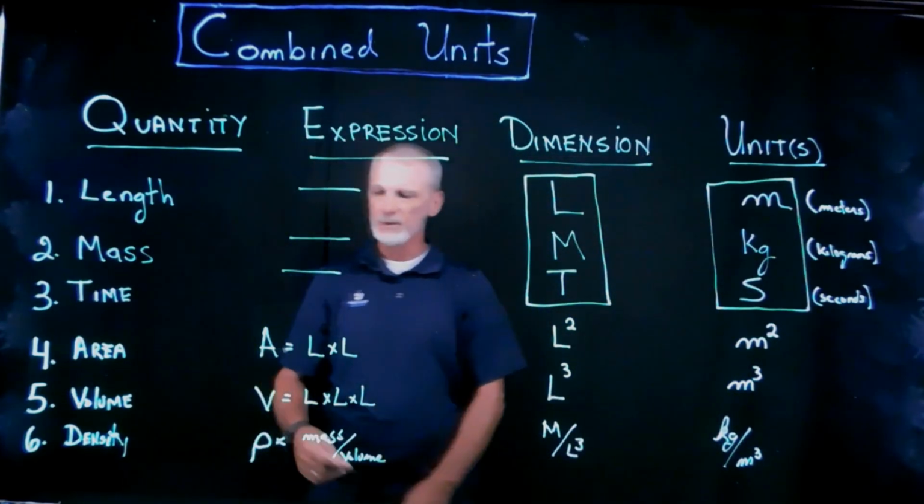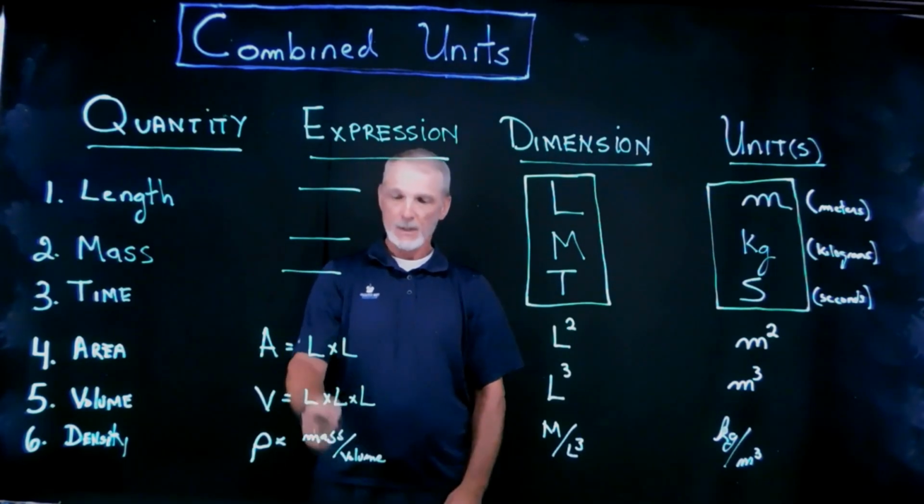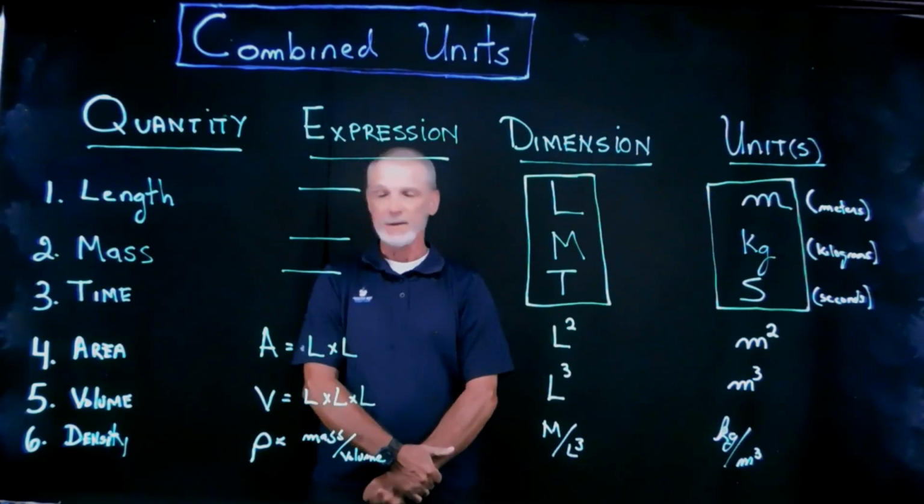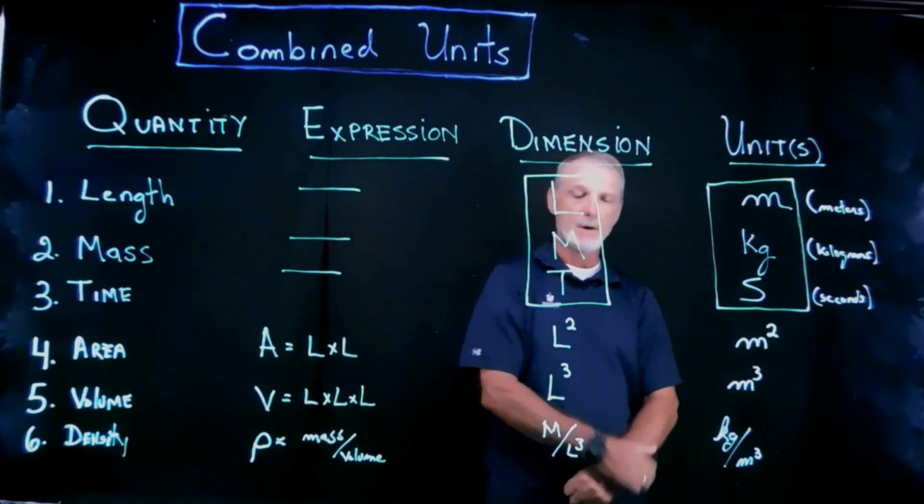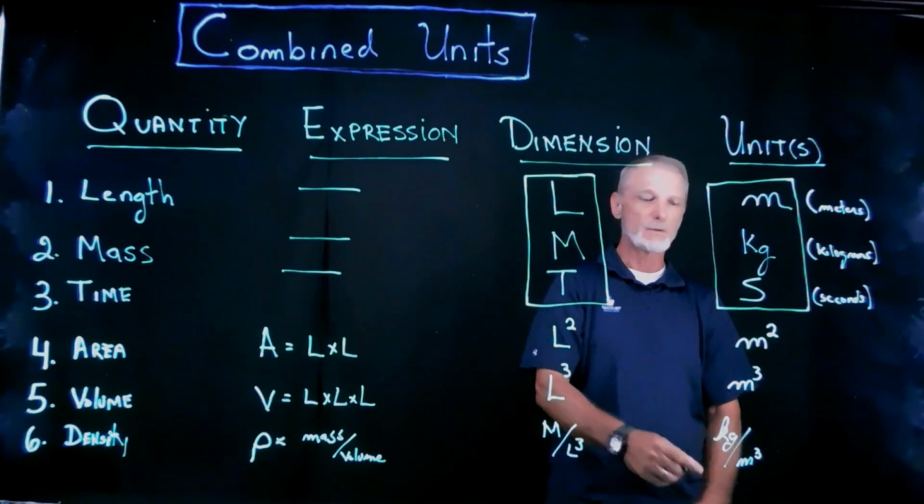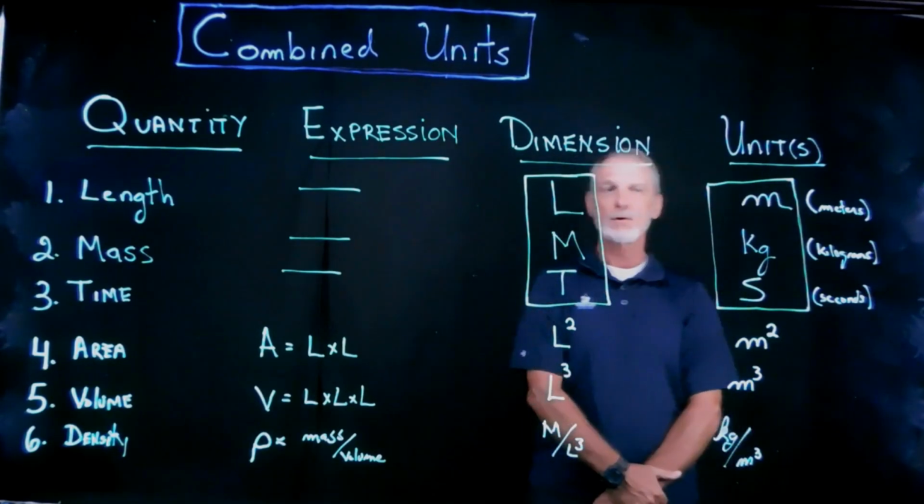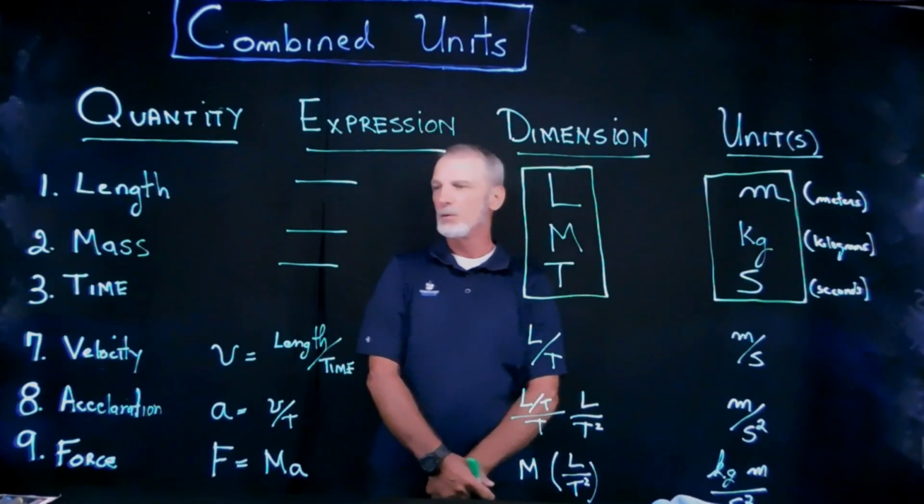Density is given the Greek symbol rho, and is found as the mass divided by the volume, and therefore its dimensions are mass divided by L to the third, and therefore it can be written in terms of units as kilograms per meter to the third. So continuing on with our combined units, we have three new ones we're going to look at.